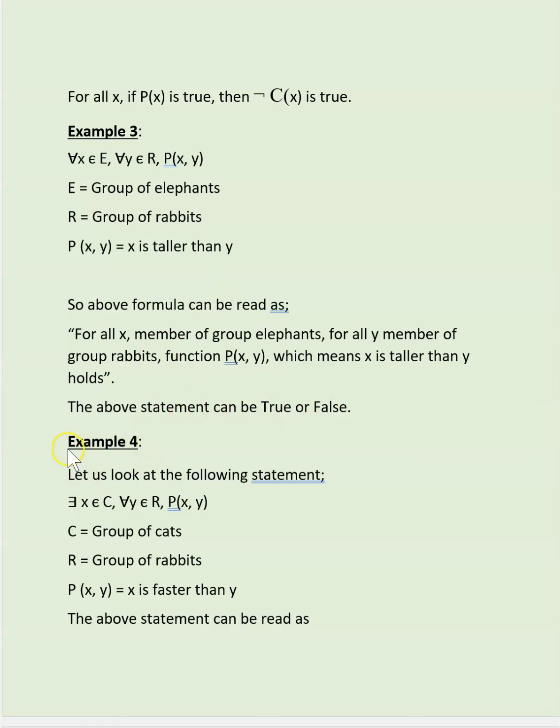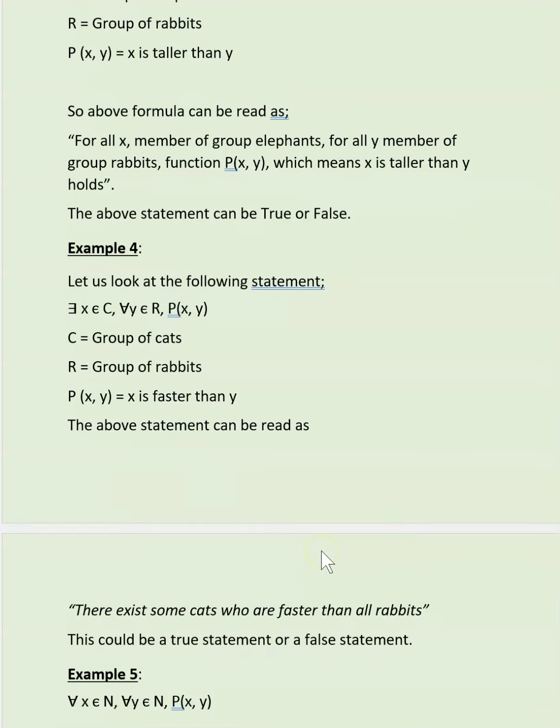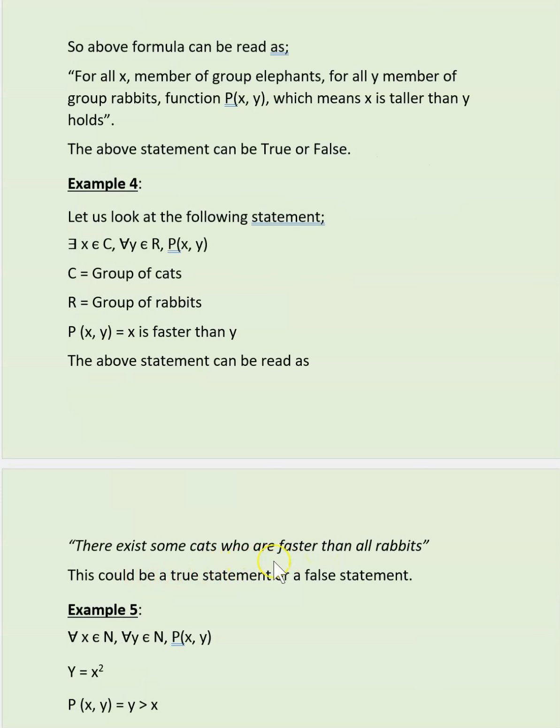Example 4. Let us look at the following statement. There exists x a member of C. What is C? Group of cats. For all y a member of R. What is R? Group of rabbits. P(x,y): x is faster than y. The above statement can be read as: there exist some cats who are faster than all rabbits. That could be a true statement. I don't know, maybe not.